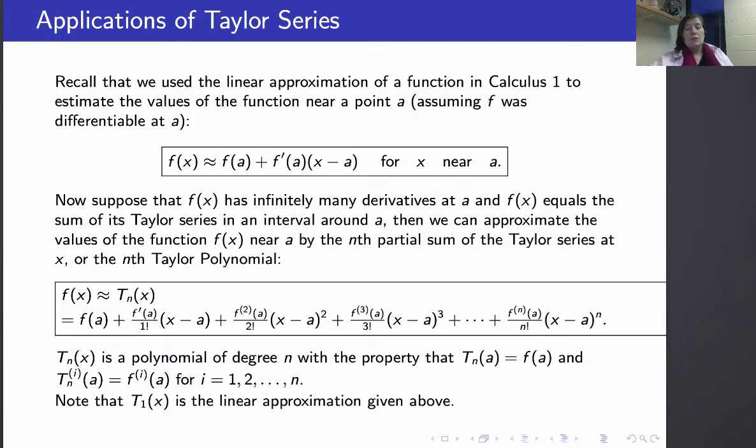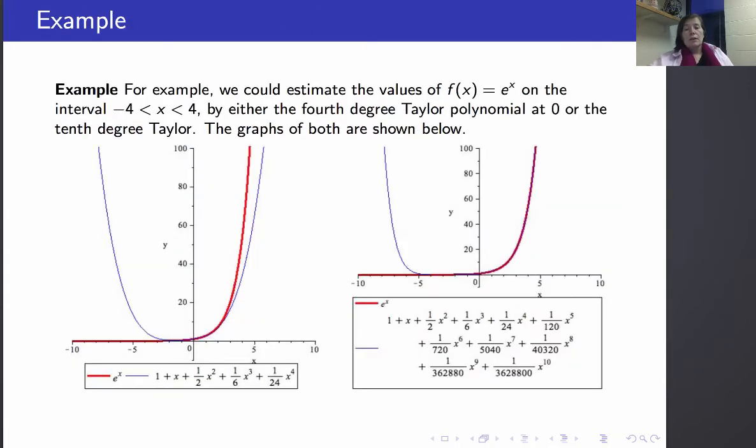And notice that this is a generalization of linear approximation. If I take n equals 1, then the first Taylor polynomial is actually the linear approximation we studied in Calculus 1. Here are some pictures.